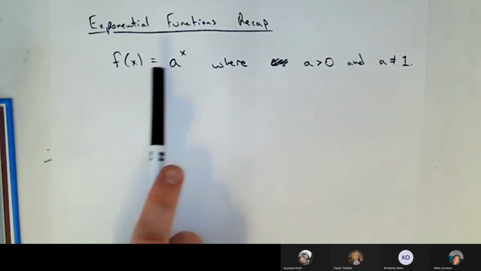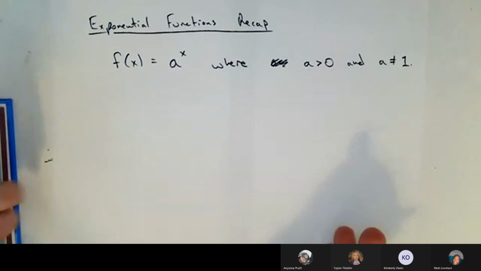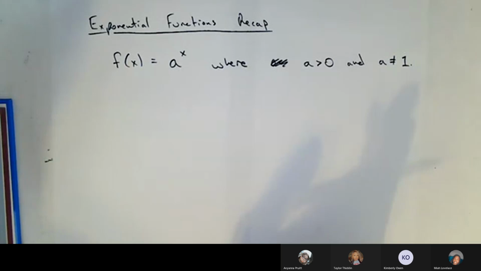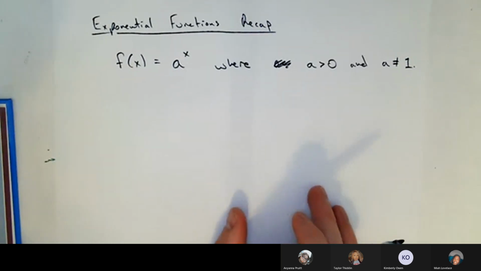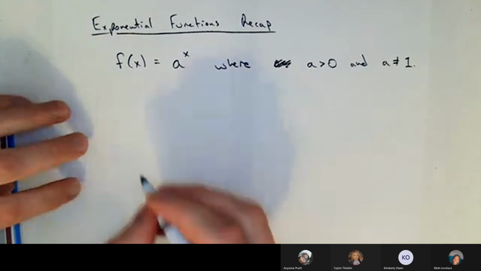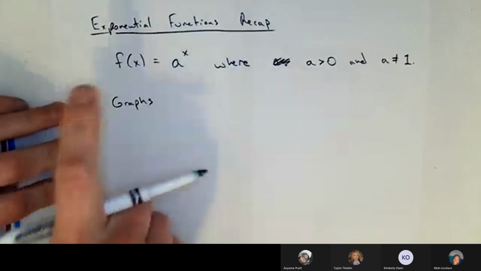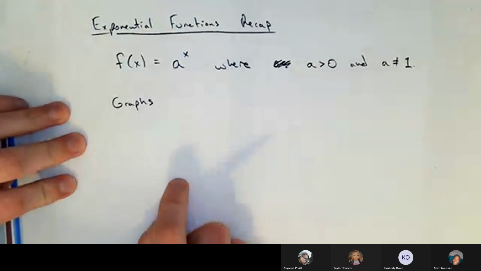The point is that the independent variable is up in the exponent position. We looked at how to evaluate them, so I'm not going to rehash all that, but we looked at plugging in numbers and how to evaluate them in the calculator. We looked at the graphs.